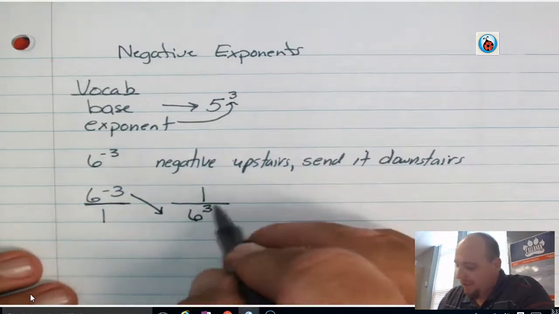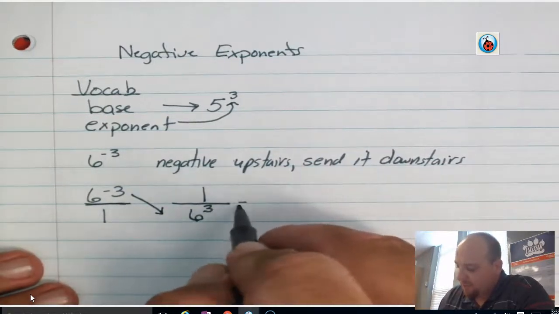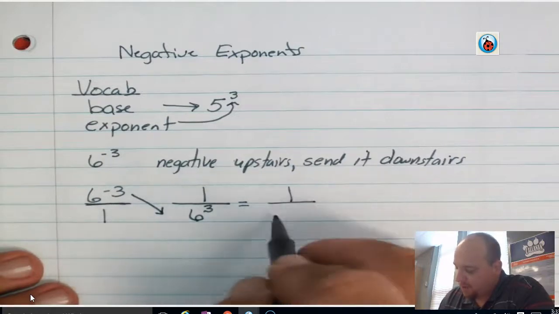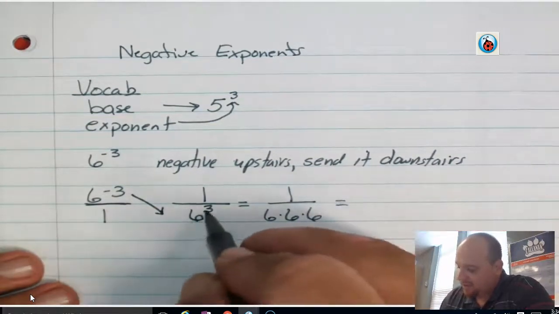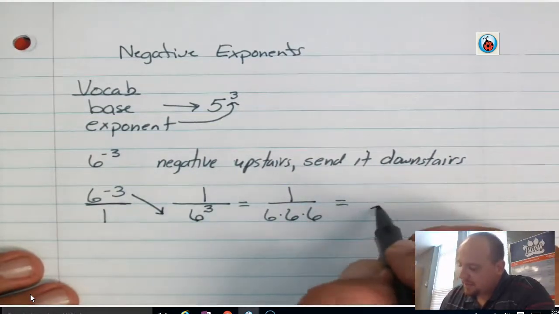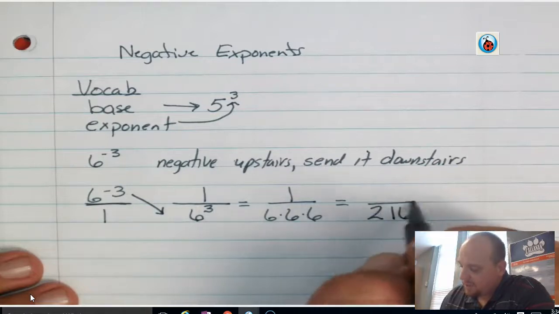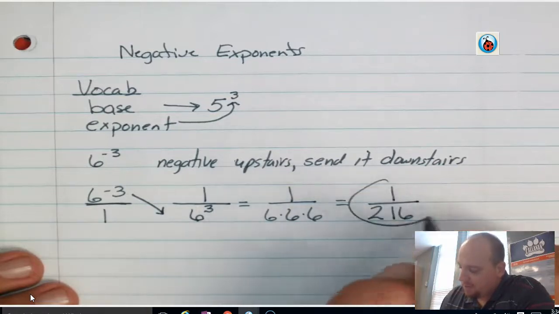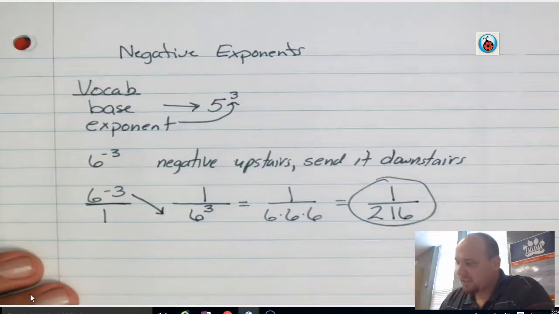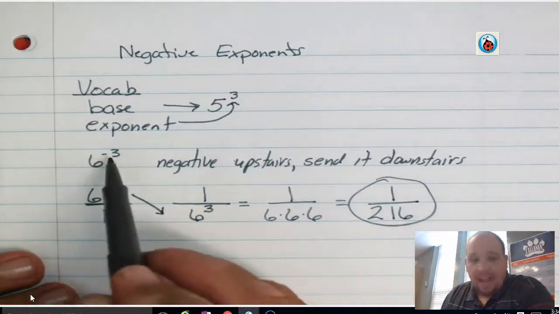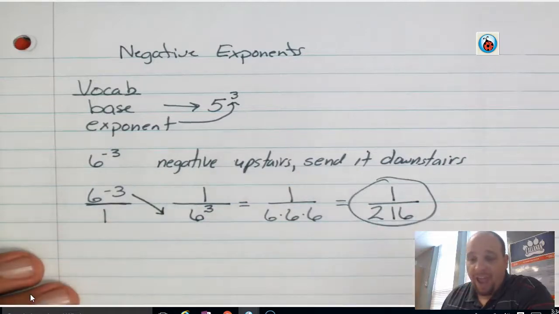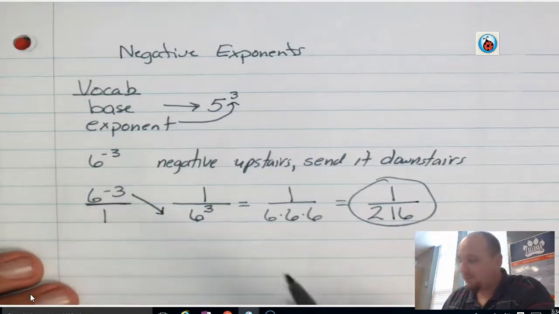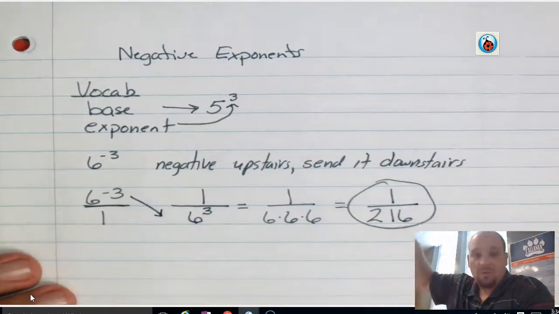So if I have 1 over 6 to the 3rd power, if I break that down further, I'm going to have 1 over 6 to the 3rd, which is equal to 6 times 6 times 6, which gives me an answer of 216. So I end up with a final answer of 1 over 216. So please note, negative exponents equal a fraction, not a negative number. Okay? So let me go ahead and show you another one.